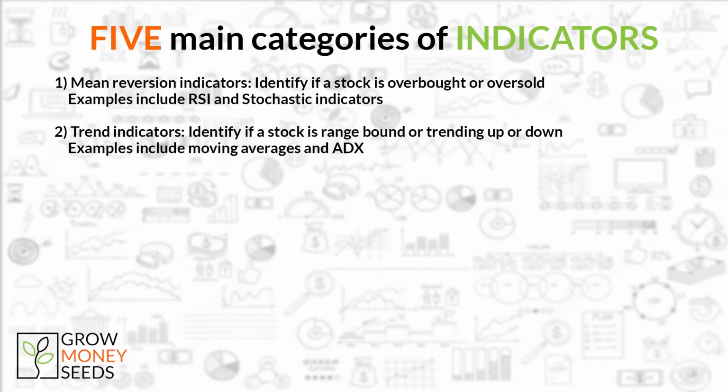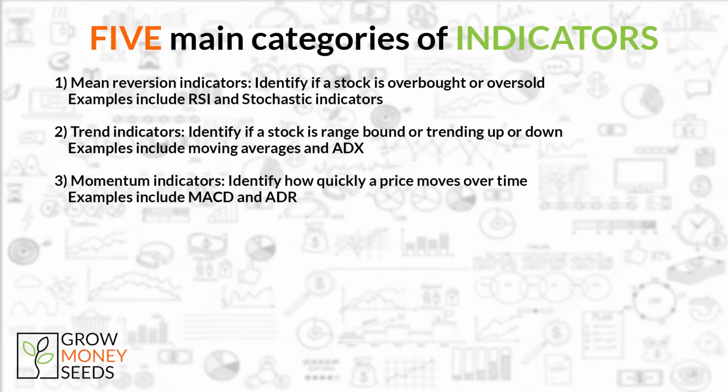Trend indicators aim to identify if a stock is moving within a range, or trending upwards or downwards. Trading with a clearly defined trend can drastically increase your odds of being successful when trading, and it takes away a lot of guesswork. Examples of these are moving averages and the average directional index, or ADX.